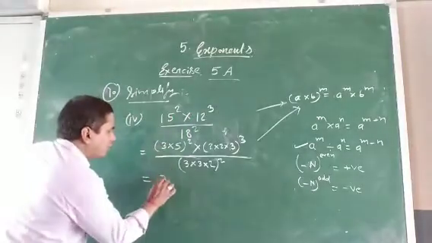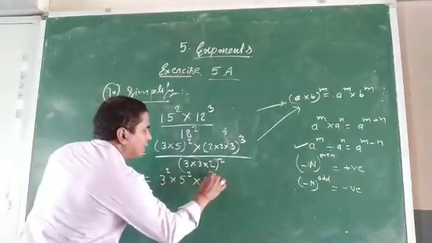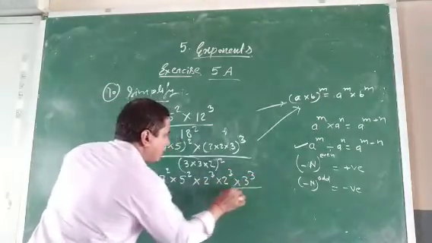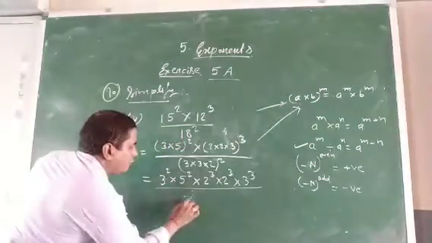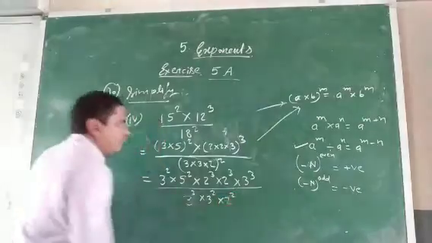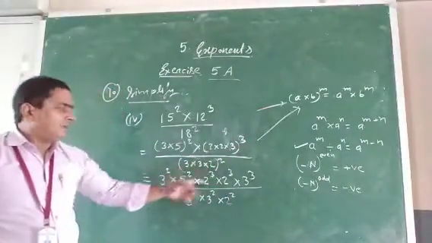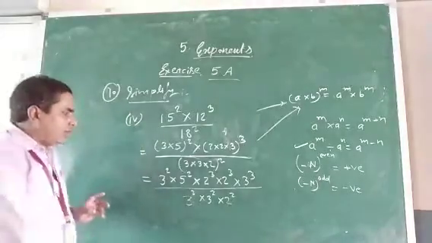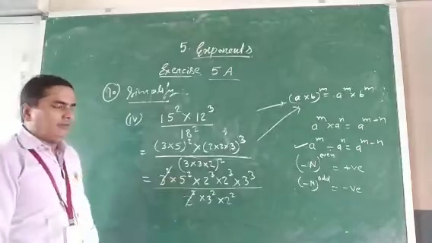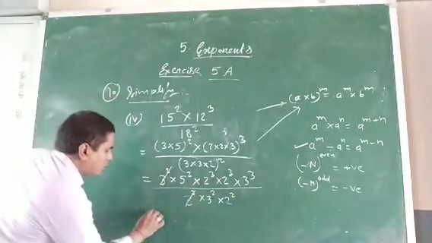So here you get 3 to the power 2, 5 to the power 2, 2 to the power 3, 2 to the power 3 into 3 to the power 3, upon 3 to the power 2 into 3 to the power 2 into 2 to the power 2. Okay? ये रूल अप्लाई किया, पावर सब पे डिस्ट्रीब्यूट हो गया. Here now see, 3 to the power 2 here, 3 to the power 2 here, cancel out. Okay? Now we solve this one.